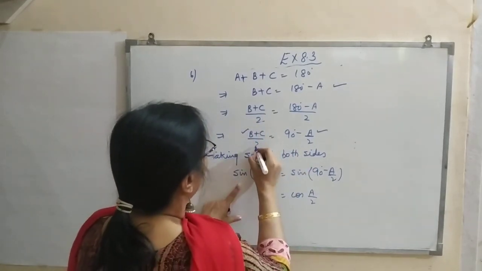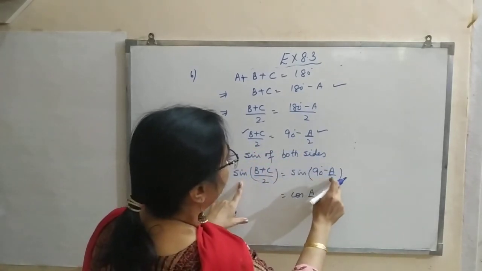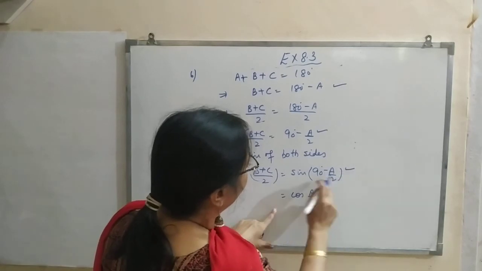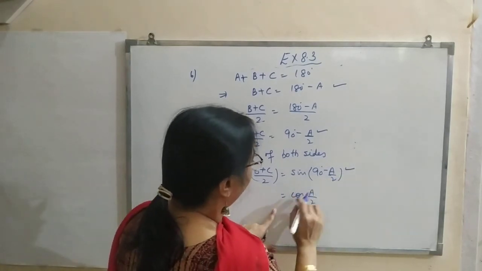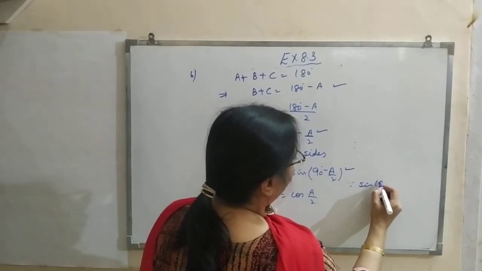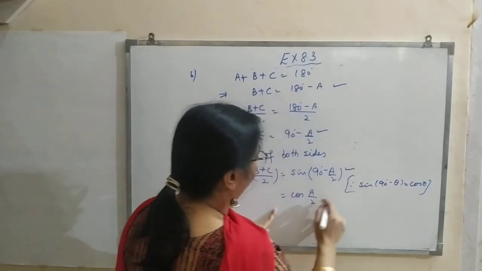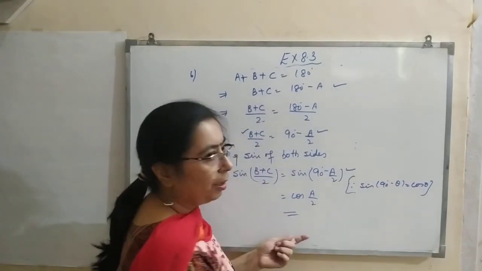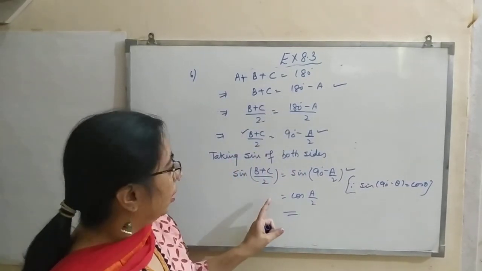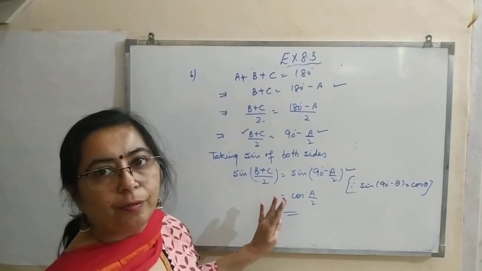So sine is required in the question, so I am taking sine (B plus C) by 2 is equal to sine (90 minus A by 2). Here conversion is applied, sine 90 minus theta is equal to cos theta, so it becomes cos of A by 2. This is the required result which was to be proved. Here the exercise 8.3 is completed, and the questions which are left you can try yourself.